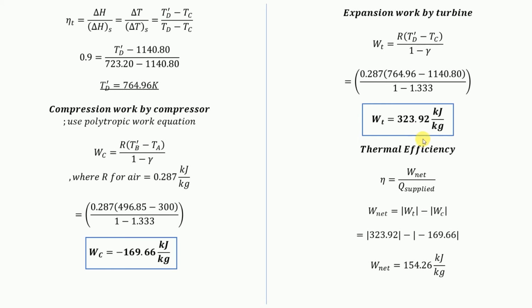For thermal efficiency, we use the equation work net, or the net work, divided by the heat supplied, in which the net work is just equal to the absolute value of the work done by the turbine minus the absolute value of the compression work. Substituting the values, we get the value for the net work to be 154.26 kilojoules per kilogram.